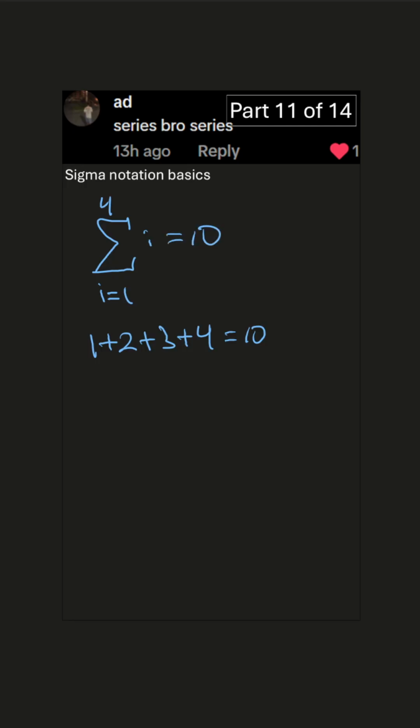So the big Greek letter sigma means sum. The bottom number, the lower limit, tells you where to start. The top number, the upper limit, tells you where to stop. And the expression next to it, called the general term, shows what you're adding.